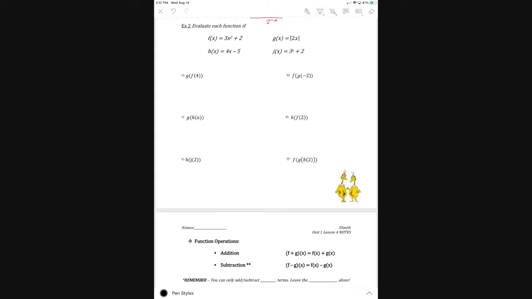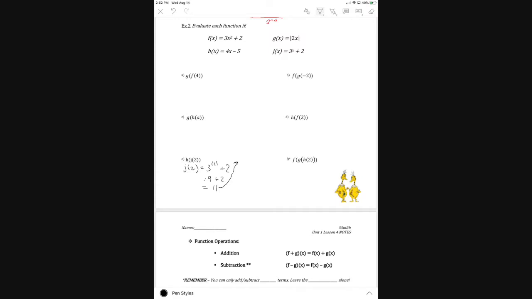Okay, so now we're going to do example E. So that's h of j of 2. So j of 2, we've got our 3 with an exponent of x, that's where our 2 is going to go, plus 2. So that means 3 squared, which is going to be 9, plus 2. So our j of 2 is going to be 11. Okay? So j of 2 is 11, so we're going to plug that into h.